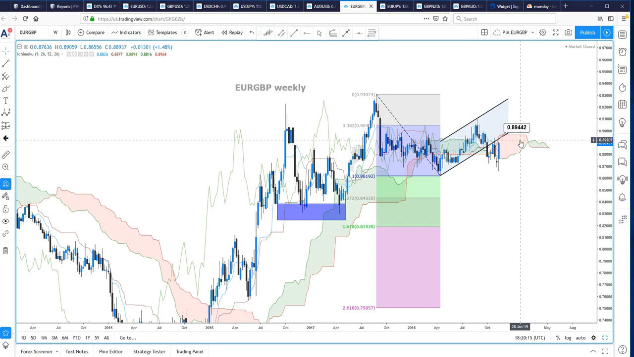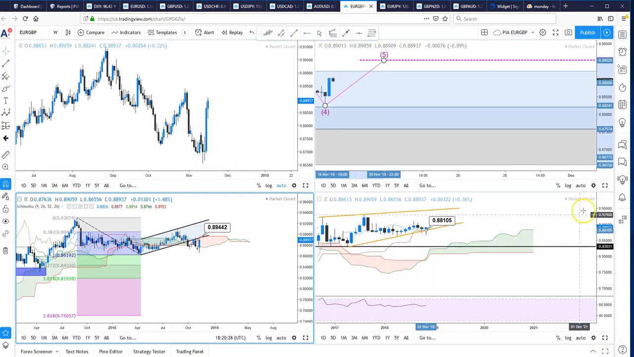We've got 89.44 as reverse trendline resistance. It has been tested once. It's unlikely that the second test will hold. So again, we need to really be monitoring this quite carefully.